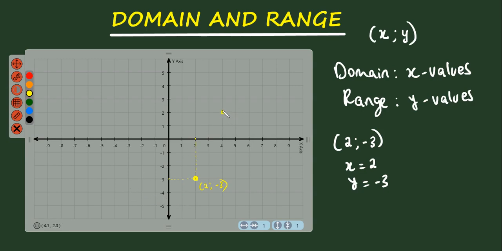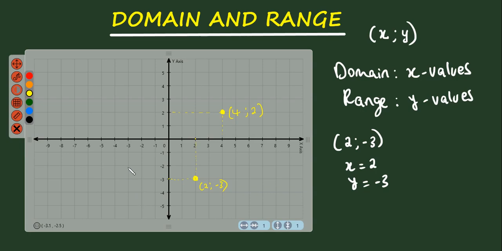Now, what are the coordinates of this one? Well, check the x value. Remember, a coordinate is made up of x and y, right? Check which one is the x value. You check here, the x value is 4. Remember, we look at x values on the x-axis. And then which one is the y value? We look horizontally and find that the y value is 2.